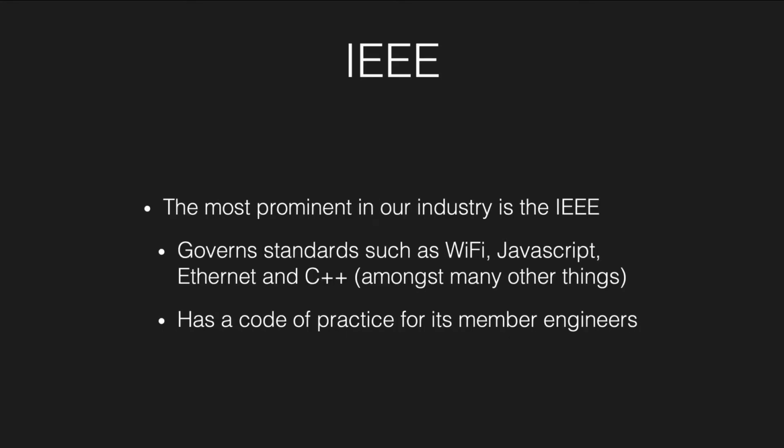The IEEE is probably the most prominent in the software world. It's an engineering organization. And they govern so many standards, things like Wi-Fi, JavaScript, Ethernet, C++, all the rest of it. They have a long list of things that they actually govern. That means that they're largely in charge of how these things are developed, worked on, and everything else. They have a code of practice for its member engineers. So if you join the IEEE, you are bound by these 10 rules. We'll go through them quickly here.